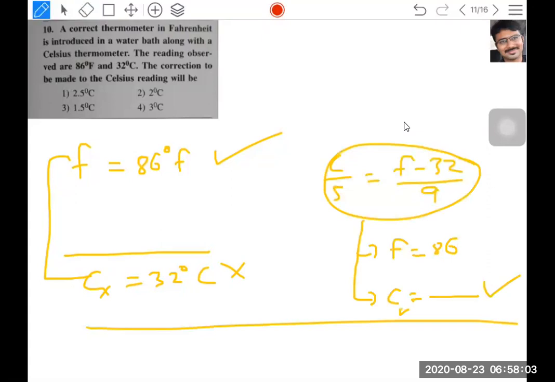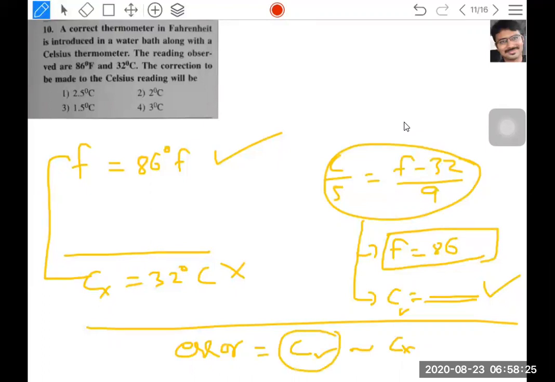So what is the error? It is the difference in these two. Error is nothing but C correct minus C wrong. If you take the correct Fahrenheit value they have given, 86, and substitute, the centigrade value will automatically be correct, no doubt. This is the centigrade correct value and this is the centigrade wrong value. If you subtract, you will get the correction to be made.